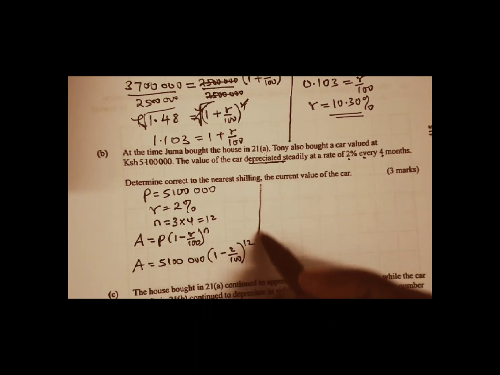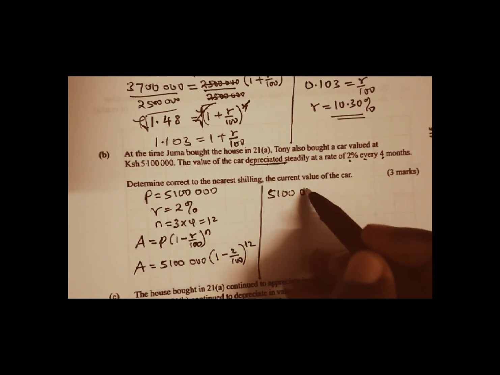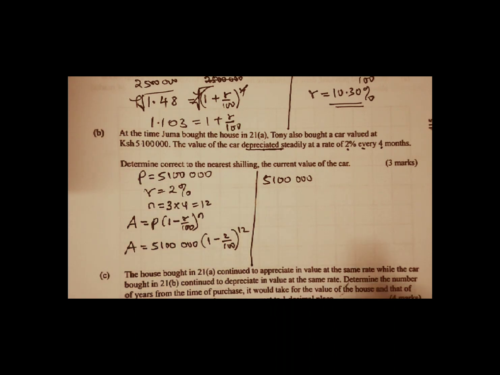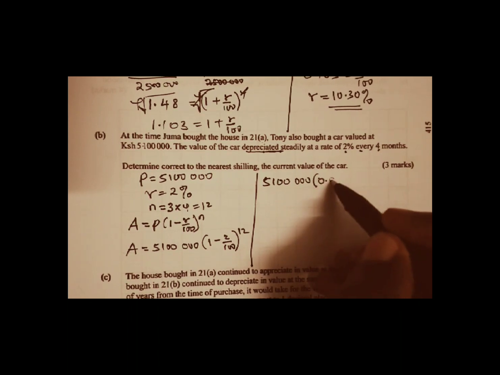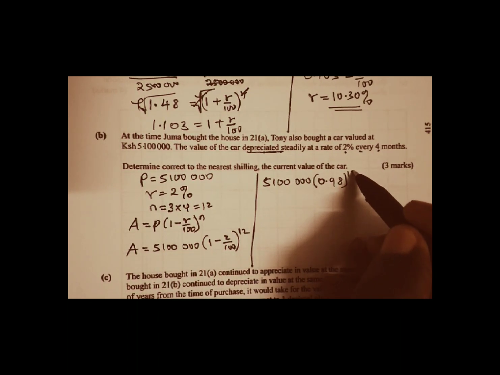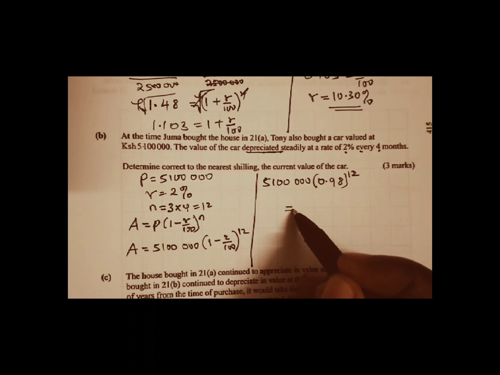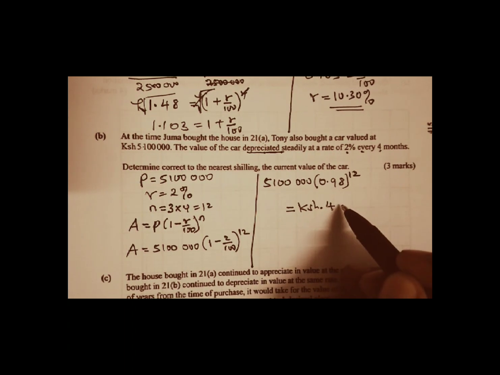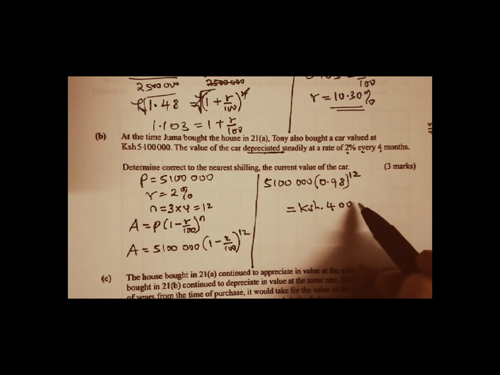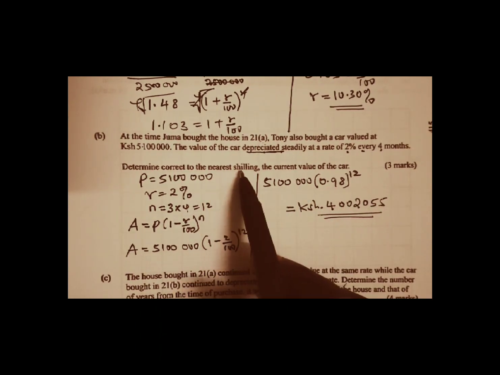From there we proceed with the question. We are going to have 5,100,000. We multiply it with 1 minus 2 over 100, which gives us 0.98, then raised to 12. If you work out this particular part, it will give us an answer equivalent to Kenya shillings 4,200,055 as the answer given to the nearest shilling.